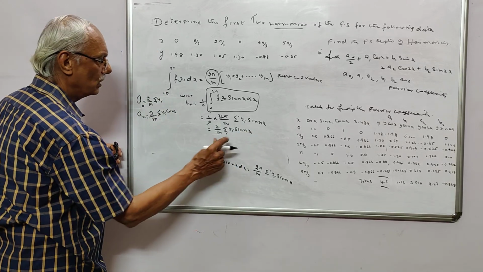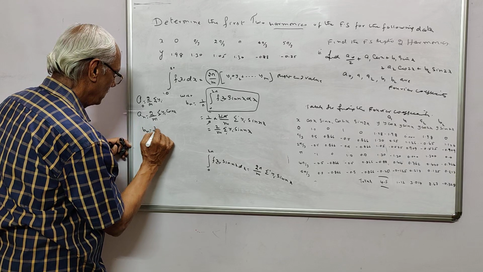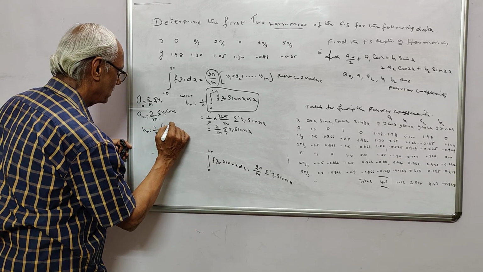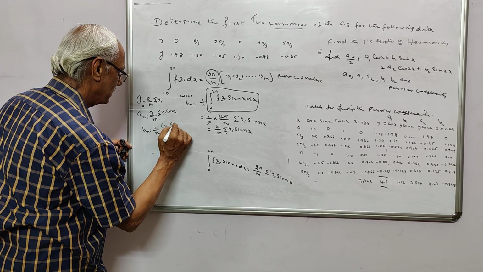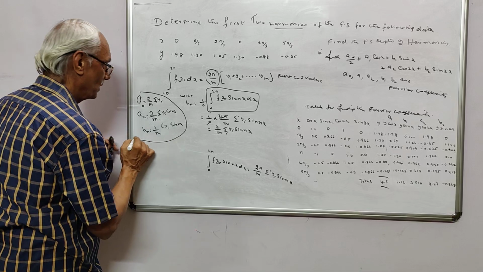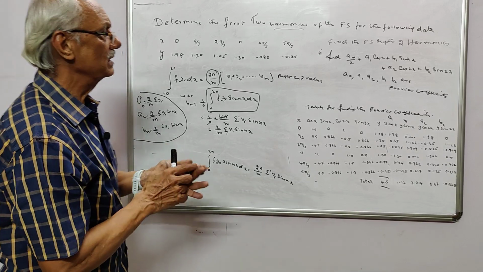So you see that Bn is nothing but 2 by m sigma of yi sin nx. So these are the formulas that you must use to get these things.